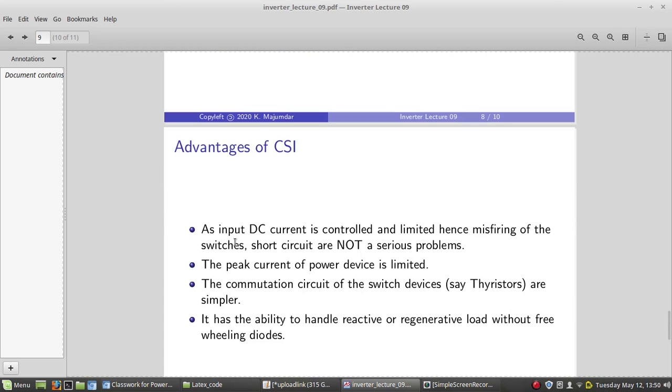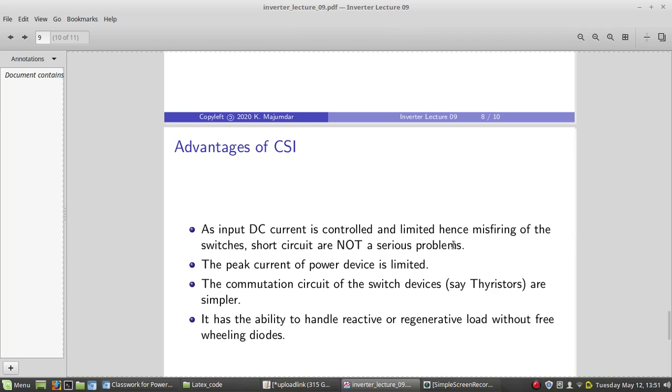Now, advantages of the CSI. As the input DC current is controlled, yes, it is controlled. The current source, we know the ideal current source, whatever may be the conditions of the impedance, always gives the same amount of current as its level. Unlimited, hence the misfiring of the switches and the short circuit are not a serious problem. In the VSI, we have to take care about the short circuit. Short circuit means you are turning on both switches, upper leg and lower leg switch of the same leg.